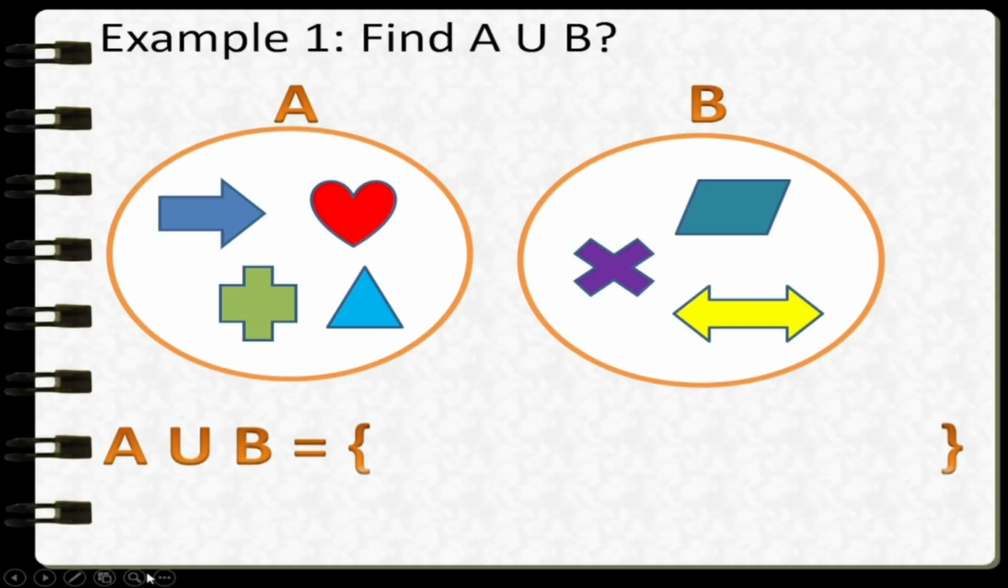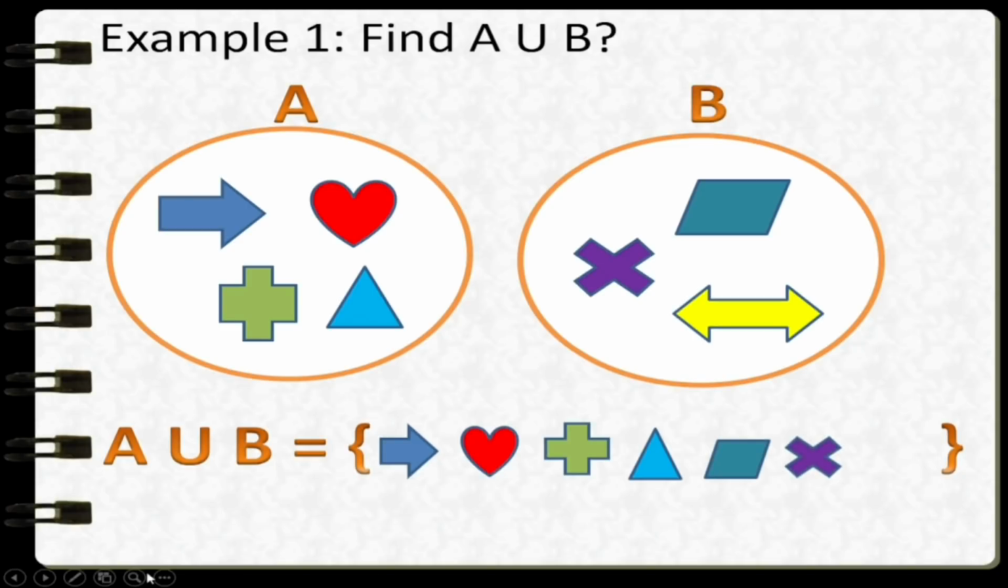So A union B is equal to, first, we list all the elements of set A, the arrow sign, the heart shape, the plus sign, and the triangle. And also, we will include in our answer the parallelogram, the multiplication sign, and the left arrow. So this is now A union B. Again, we're going to list all the elements in both sets.